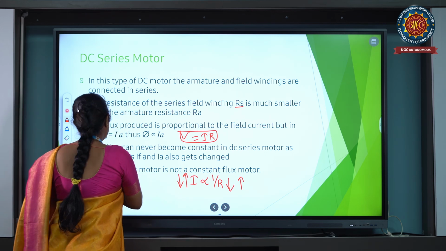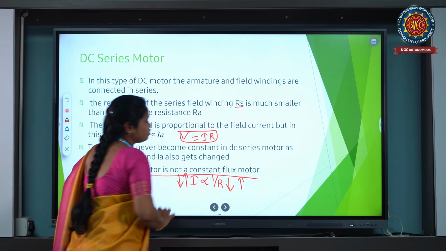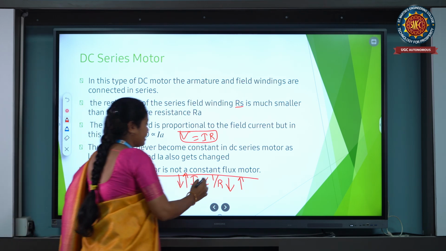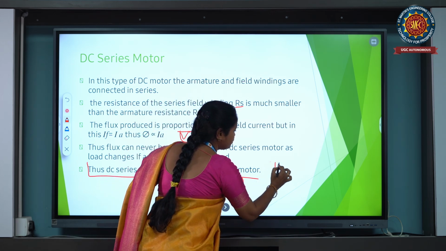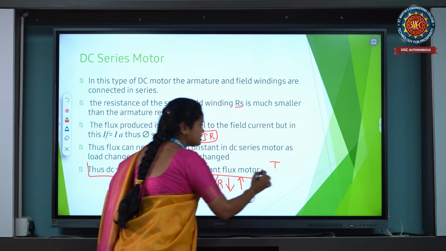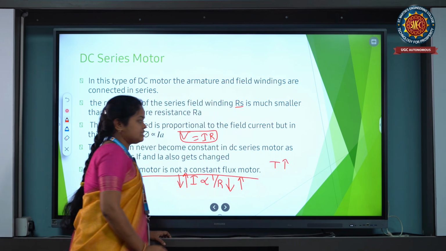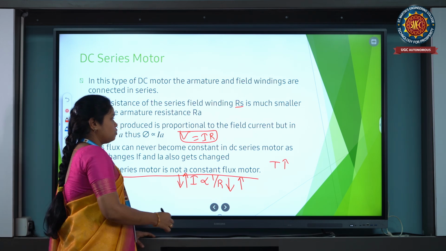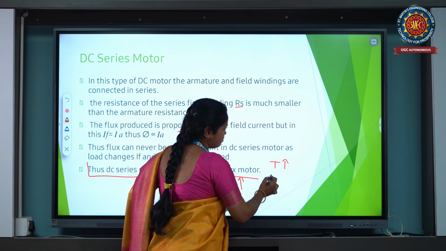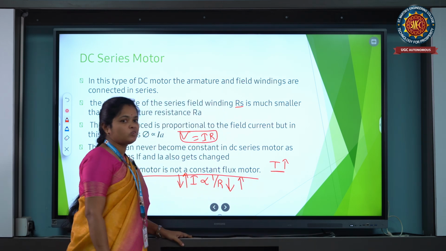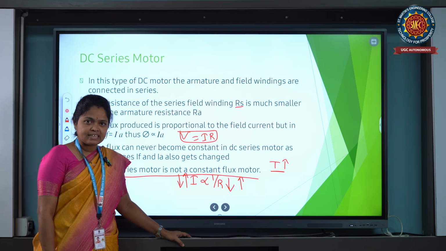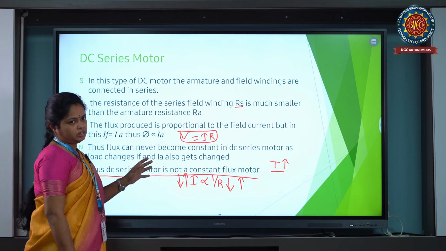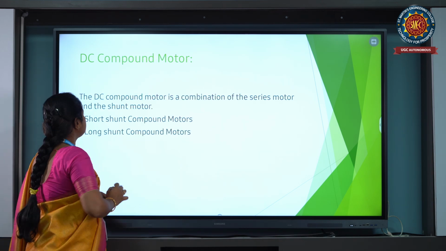So that is the reason it is not a constant speed motor. This type of motor is not a constant speed motor. And next, the torque produced in this type of motor is very high. The starting torque of series motors is high compared to shunt motors. So that is the reason this type of motor is mainly useful for traction. In traction applications, we are using this type of motor, that is the DC series motor.